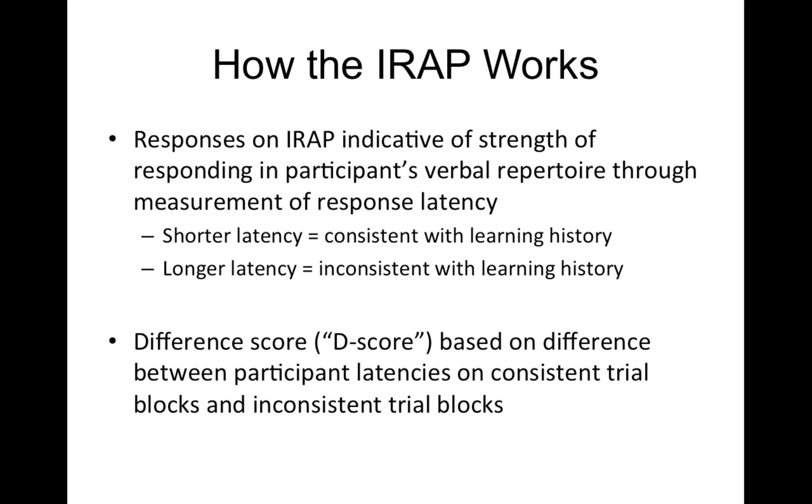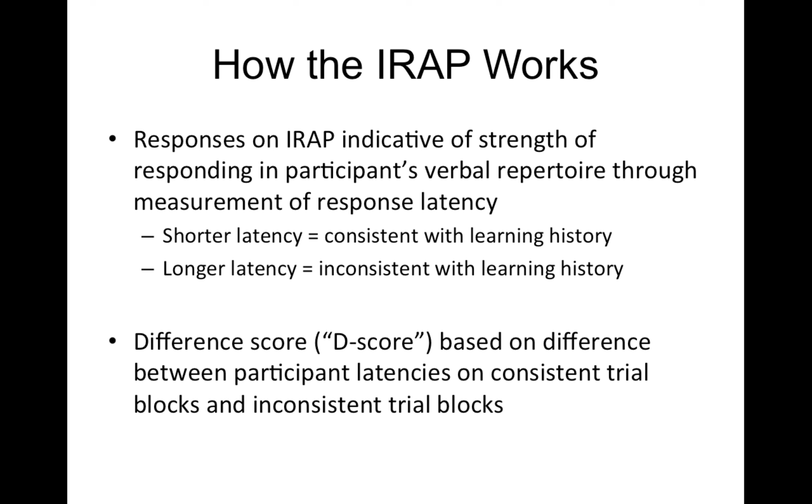The implicit relational assessment procedure, or the IRAP, is a procedure that was developed by Dermot Barnes-Holmes and some other relational frame theory researchers a few years ago. The way that it works is basically presenting two different kinds of trials to a participant to measure their relational responses. The latencies, or the speed of responding, in these two conditions are compared to see where the latency is shortest.